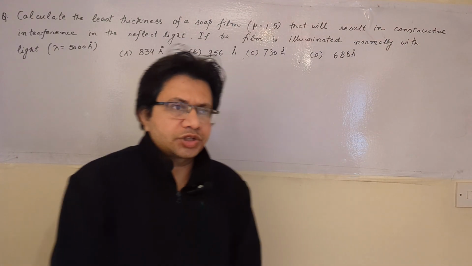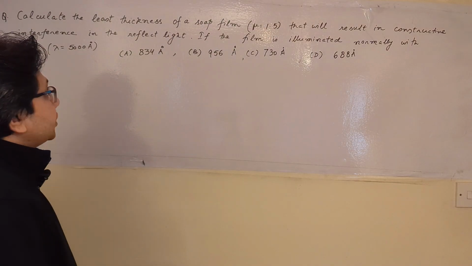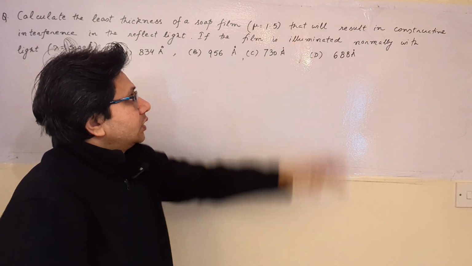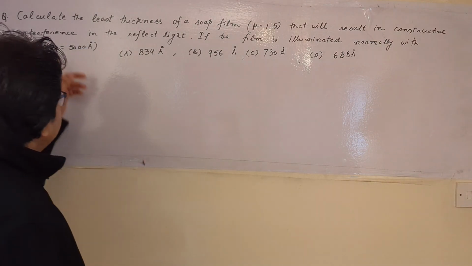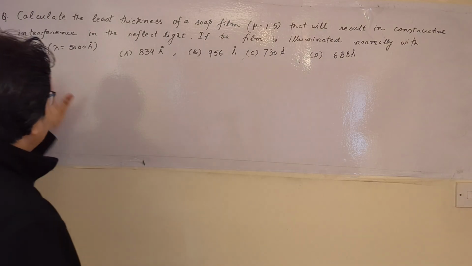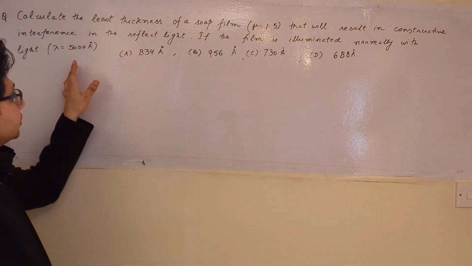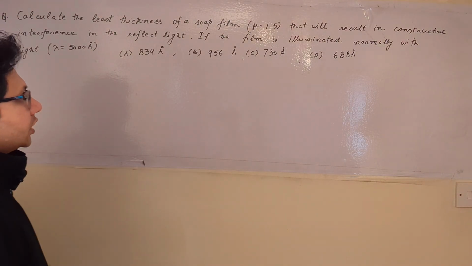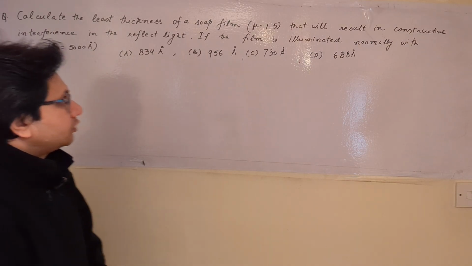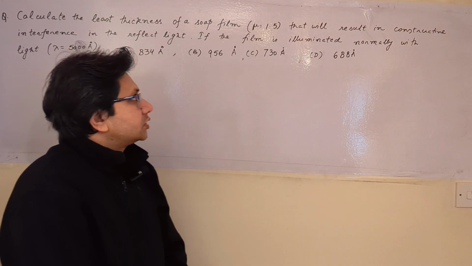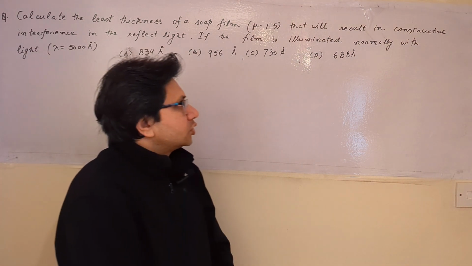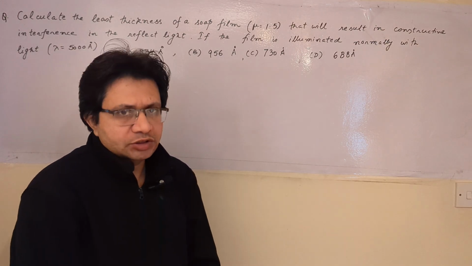Hello students, the question is: calculate the least thickness of a soap film, mu equals 1.5, which is the refractive index, that will result in constructive interference in the reflected light if the film is illuminated normally with light of wavelength lambda equals 5000 angstrom. The given options are option A 834 angstrom, option B 956 angstrom, option C 730 angstrom, option D 688 angstrom. So the problem is based on the topic interference of light.